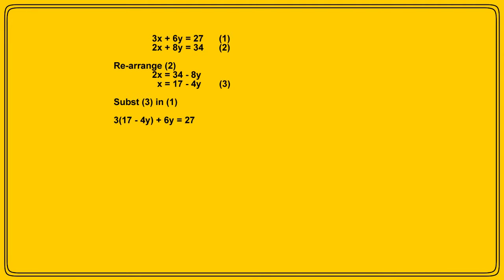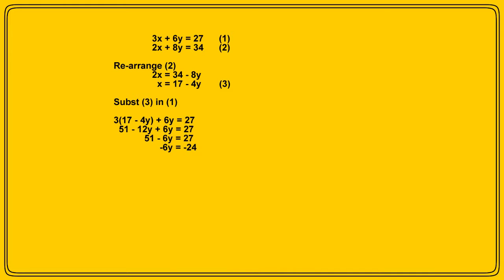Multiplying out the bracket, we get 51 subtract 12y plus 6y equals 27. Collecting up the y's gives 51 subtract 6y is 27. Subtract 51 from both sides and we get negative 6y equals negative 24.